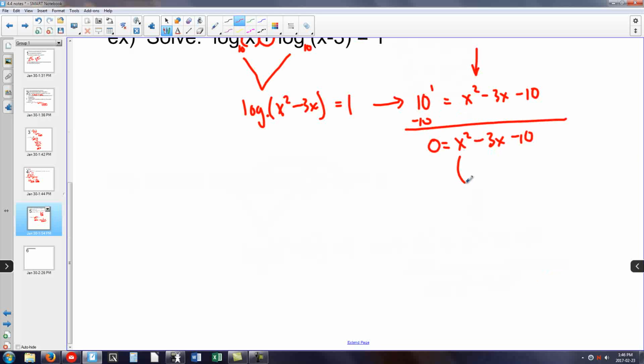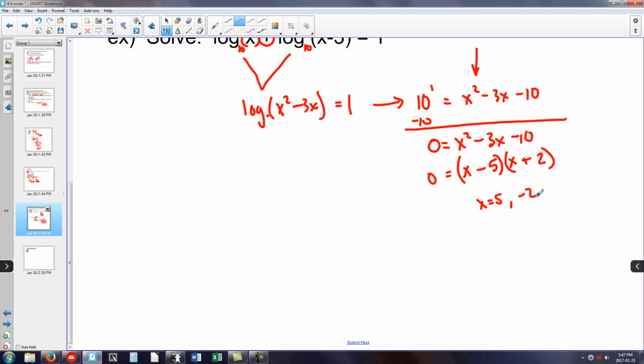And so I try to factor. It's probably the most straightforward way to go about it. If factoring doesn't work, I can certainly go to the quadratic formula, but it does work. Factors of 10 that have a difference of 3 are 5 and 2. A negative 5 and a positive 2 gives me the negative 3. Meaning that x would equal 5 or negative 2.